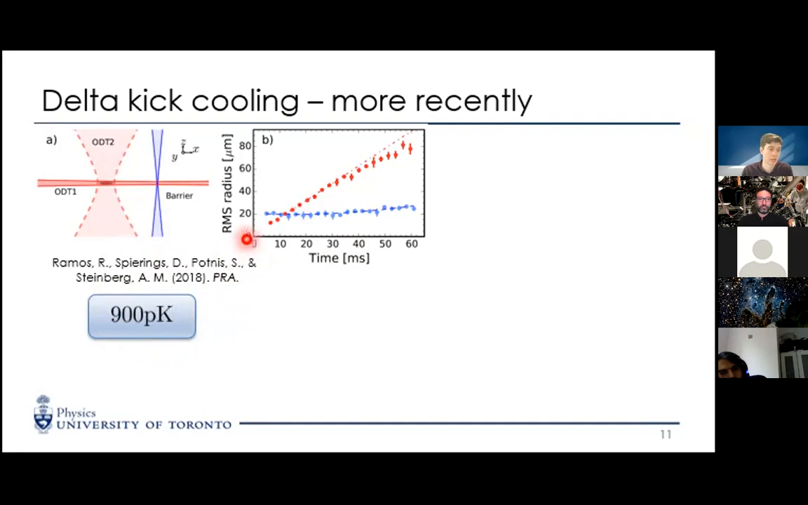Here you're looking at, again, the expansion after the kick of the cloud as a function of time. In the red, comparing the unkicked cloud, and in the blue, the kicked cloud, and you can see that it barely expands at all. So actually, in order to measure this temperature, we had to innovate a new technique to measure the temperatures of such cold clouds. And if you're interested, you can take a look at the paper here.